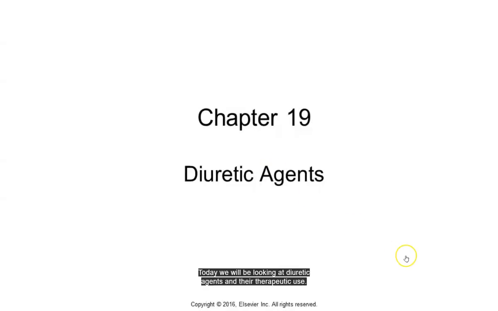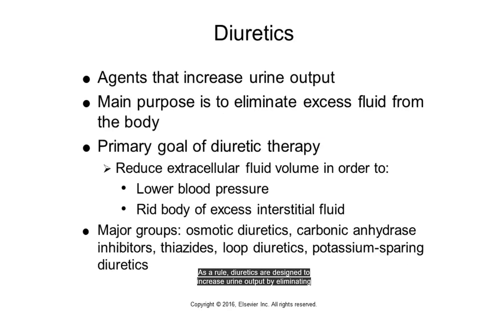We will be looking at diuretic agents and their therapeutic use. We will also review the anatomy and physiology of the renal system. As a rule, diuretics are designed to increase urine output by eliminating excess fluid from the body. And by reducing this extra fluid, they also reduce blood pressure.